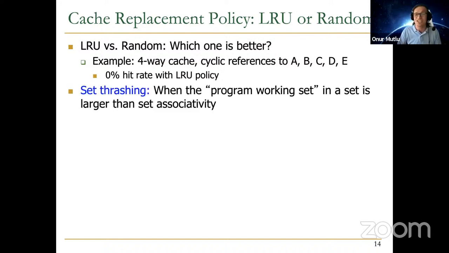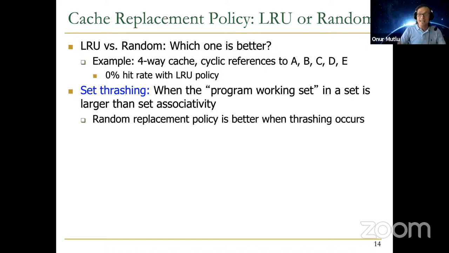Essentially, this is called set thrashing. When the program working set in a set is larger than the set associativity. In this case, A, B, C, D, E is 5 blocks, and the set associativity is 4 blocks, 4 ways. So you're thrashing that particular set, and your working set is A, B, C, D, E in a cyclic pattern. If the pattern is different, maybe you get some other hit rate. But if the pattern is this circular reference pattern, you'll get 0% hit rate with LRU. In this case, random replacement policy is actually better when this sort of thrashing occurs.